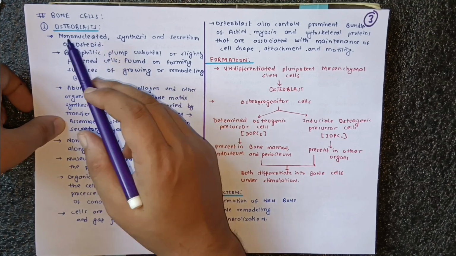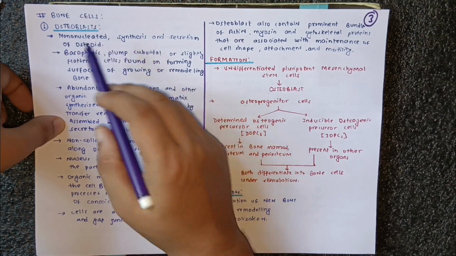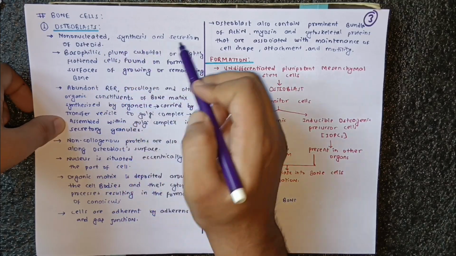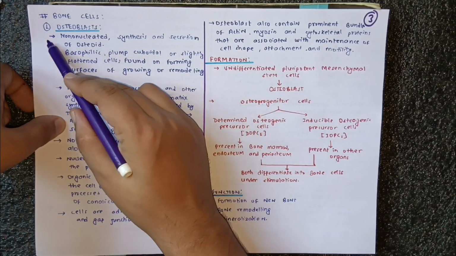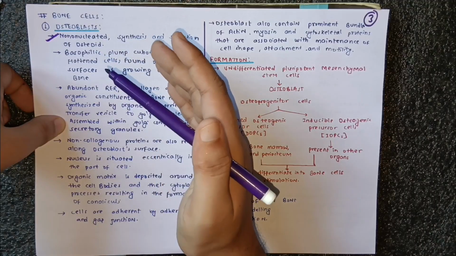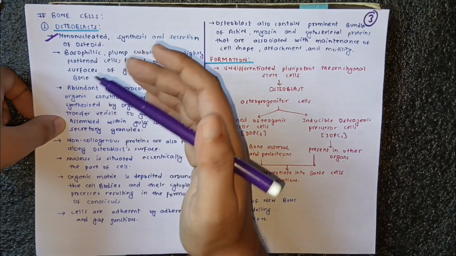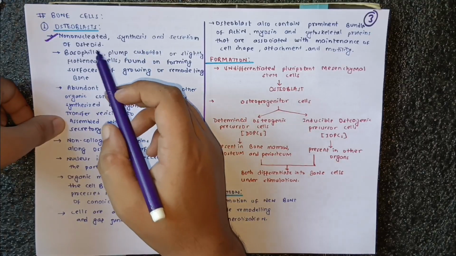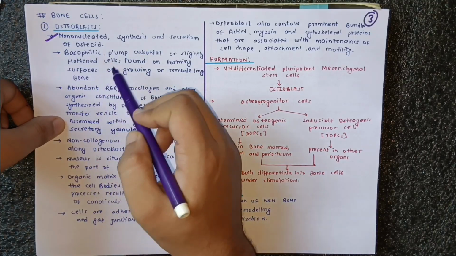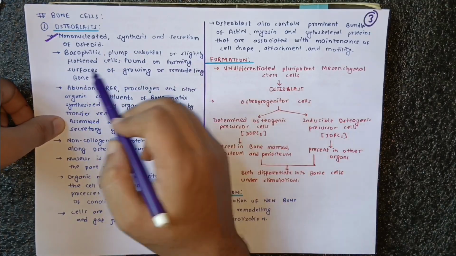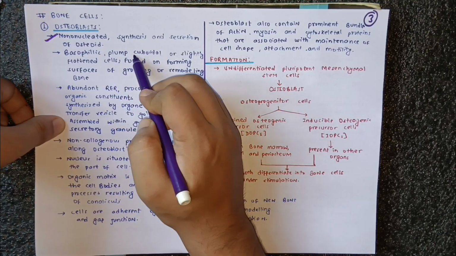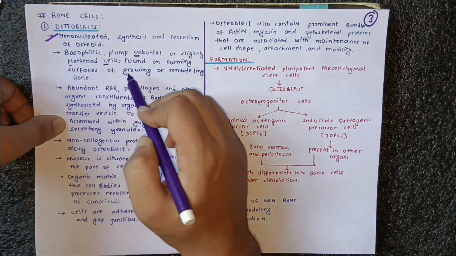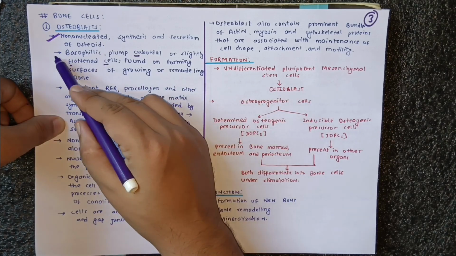In the osteoblast we have mononucleated cells. The function of the osteoblast is the synthesis and secretion of the osteoid, and the osteoid is an unmineralized bone matrix, upon which there is mineralization. They are basophilic, plump, cuboidal or slightly flattened cells found on the forming surface of the growing or remodeling bone.